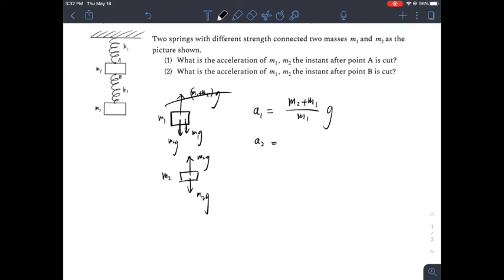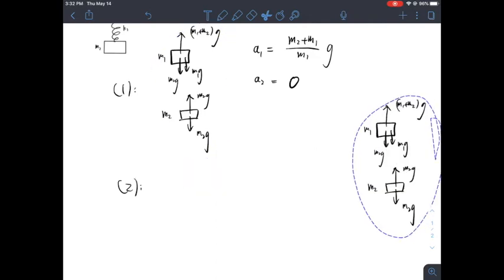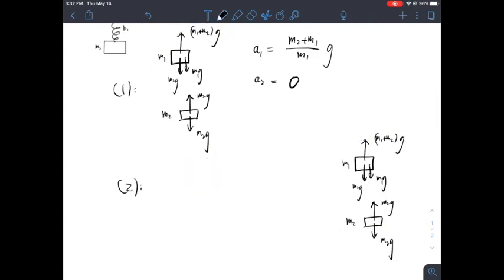Then remember we cut point A, so there's no change in the situation of block 2, because when we cut point A, block 2 will still feel a spring force, because the end of the spring K2 is still connected to M1. So A2 is just equal to 0. It's still in force equilibrium right after the instant. That's our first solution. Now let's look at our second solution, still with our force diagram.